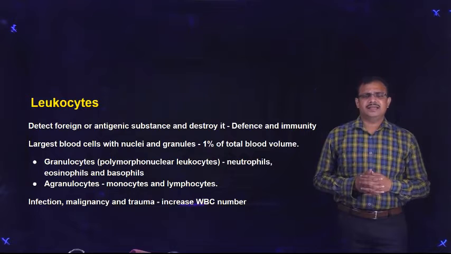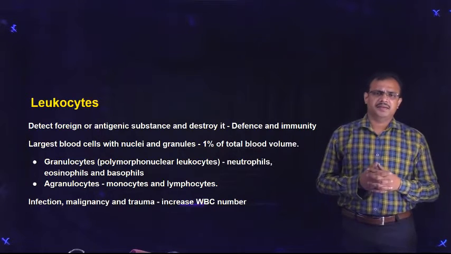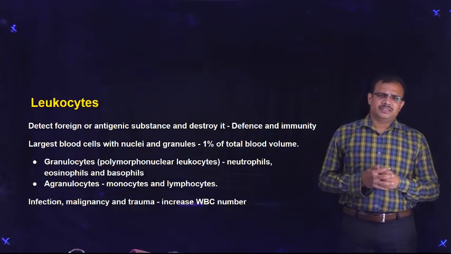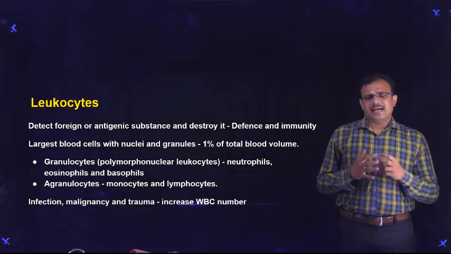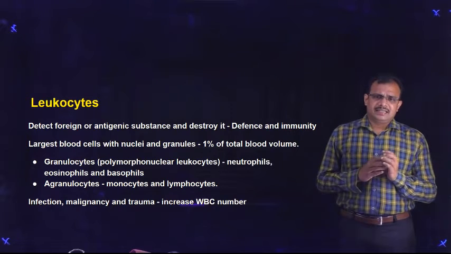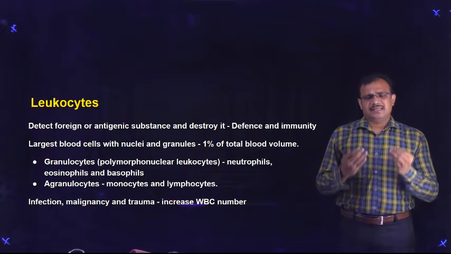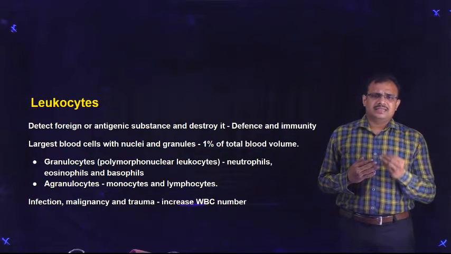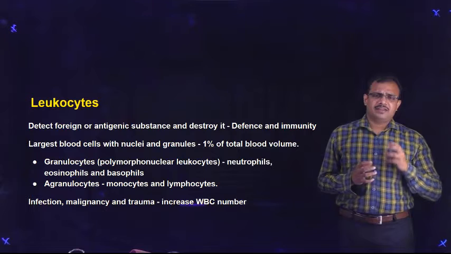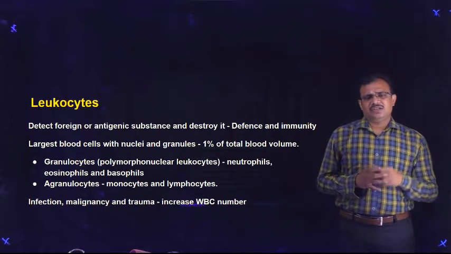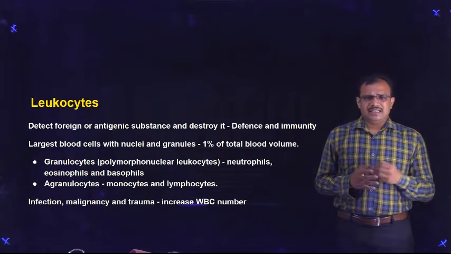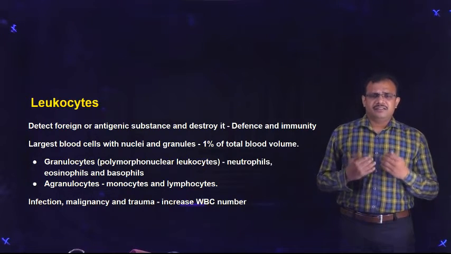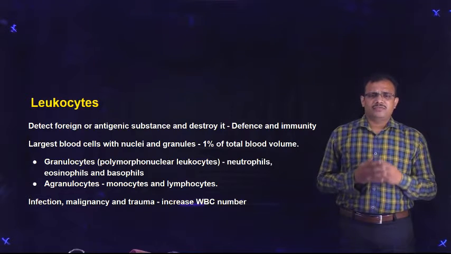Now let's see the other type of blood cells. They are leukocytes, and these leukocytes are essential for detecting any foreign substance that is entering into the body, and this also will detect that particular substance which has an ability to induce an antigen, or which is antigenic in nature, and hence these are very essential for the defense and immunity of the body.